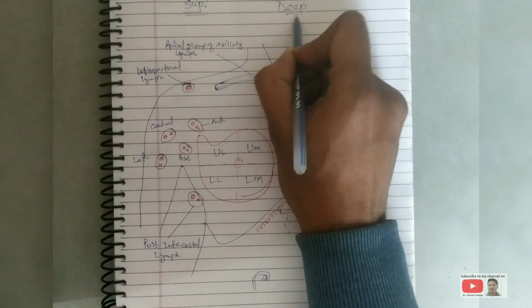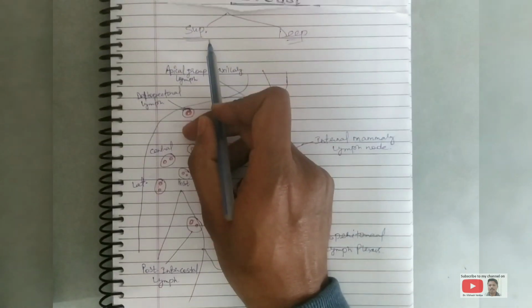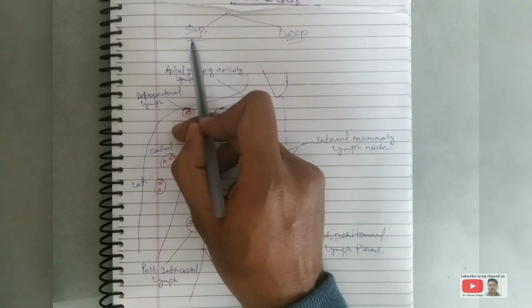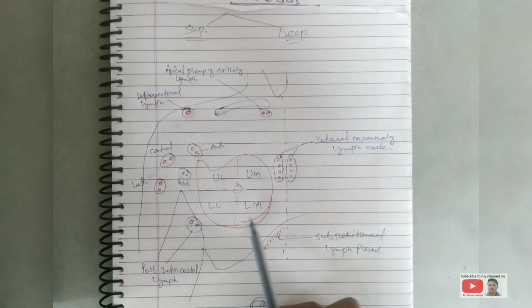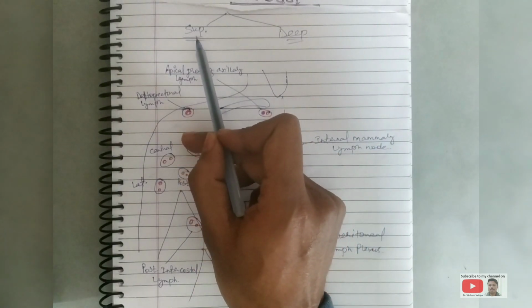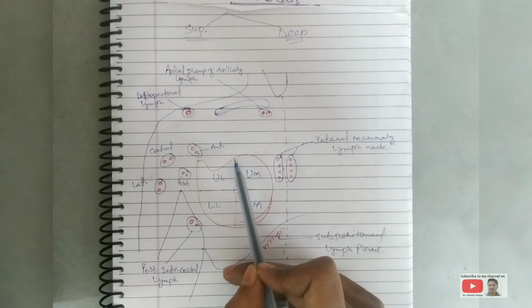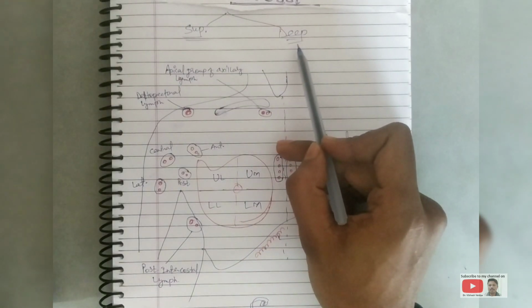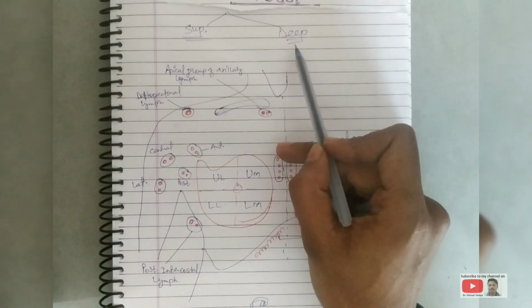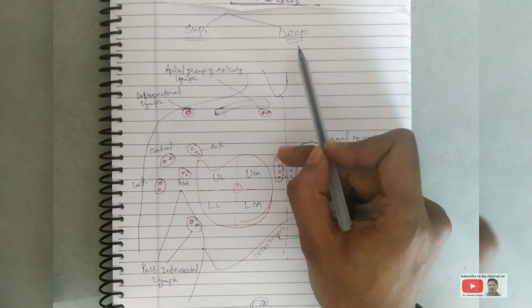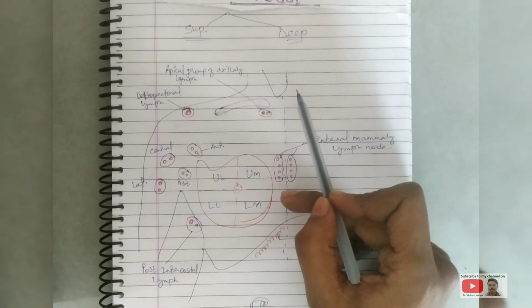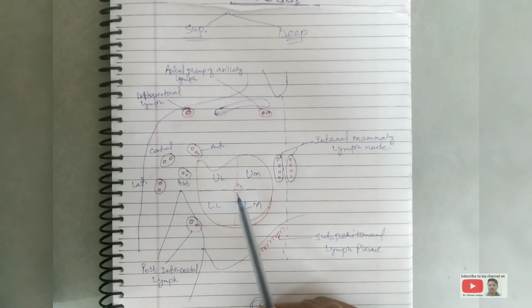If we're talking about the superficial group, this superficial group of lymphatics basically drains the skin of the breast except the nipple and the areola. So the whole skin of the breast is drained by these superficial lymphatics except the nipple and areola. And the deep lymphatics drain the parenchyma of the breast and the skin of the nipple and the areola, along with the plexus of lymph vessels deep to the areola, which is called the subareolar plexus. So here we have the subareolar plexus.